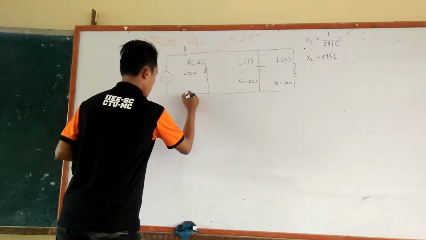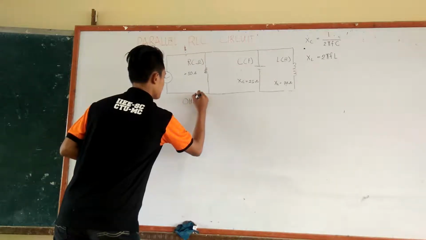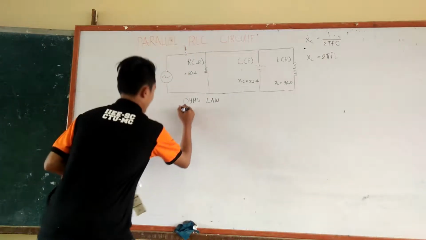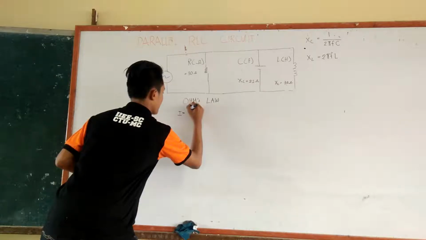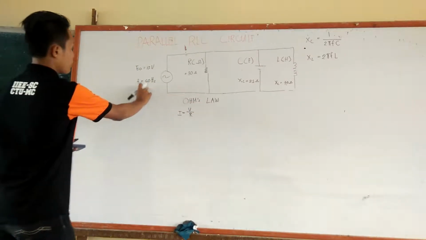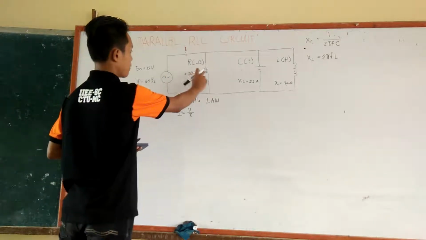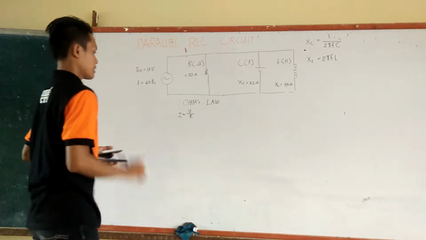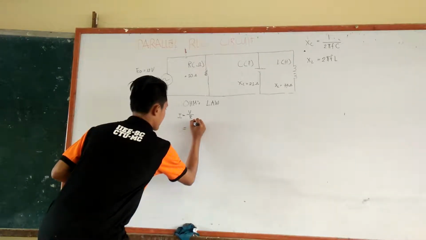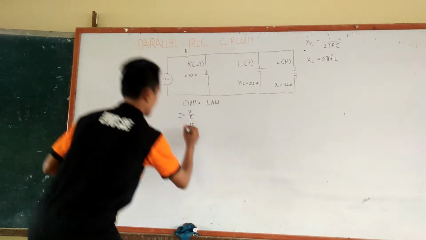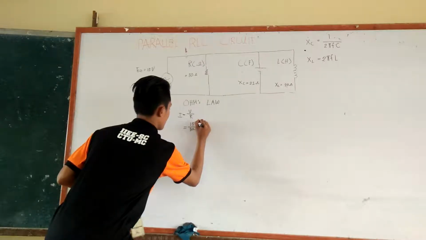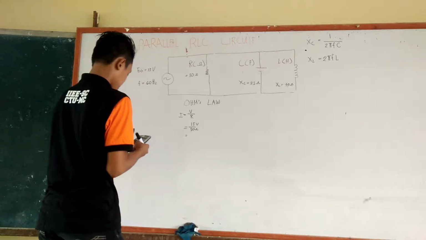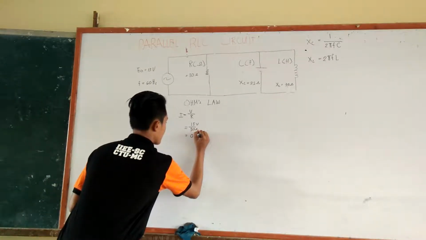So by Ohm's law, I is equal to V over R. We all know that the voltage drop across here and here and here are equal because this is a parallel circuit. So we will have 15 volts over the resistance, which is 50 ohms. This will be 0.3 amperes.